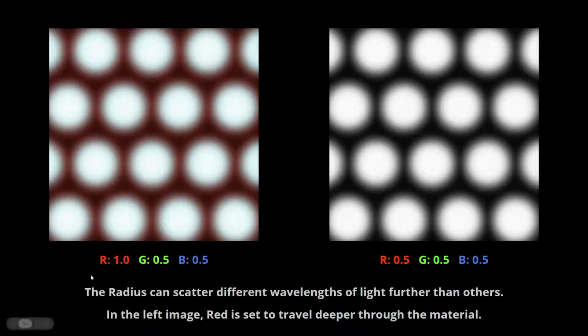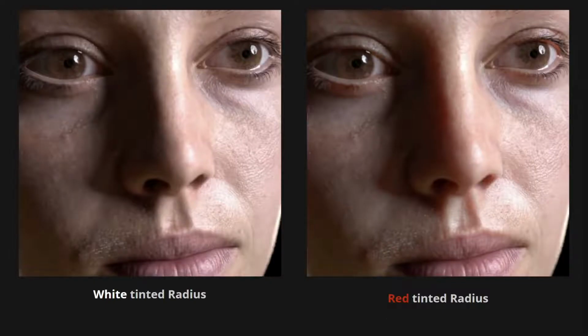So here in this case, we have the same kind of effect, but on the left-hand side, we're favoring the red color channel more, so you'll notice that red scatters into the shadow areas deeper. Whereas over here, the red, green, and blue all scatter the same depth, which means that we're not favoring a particular color. And here's another visual example of that.